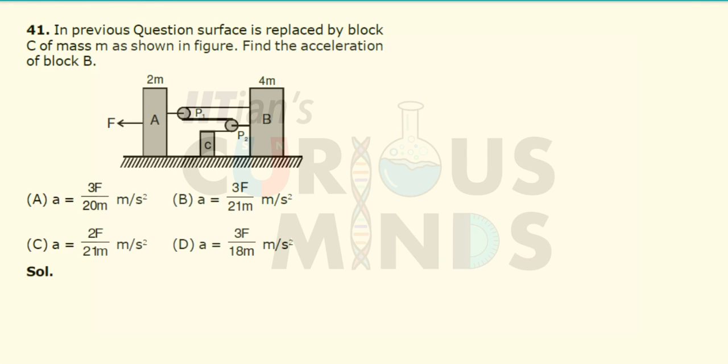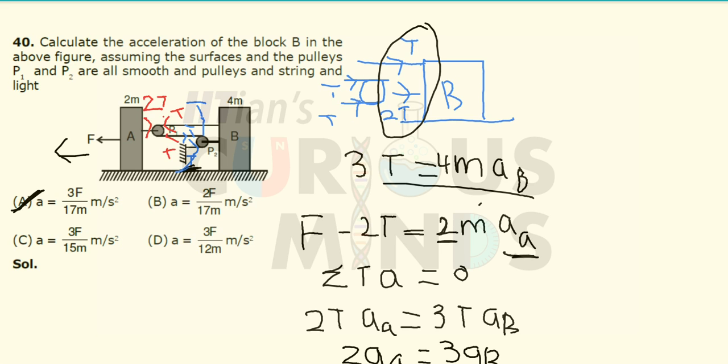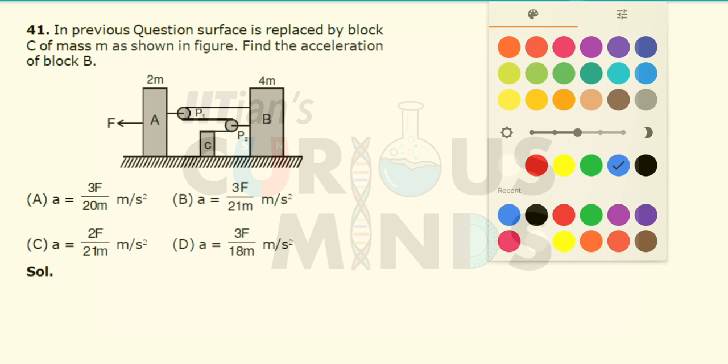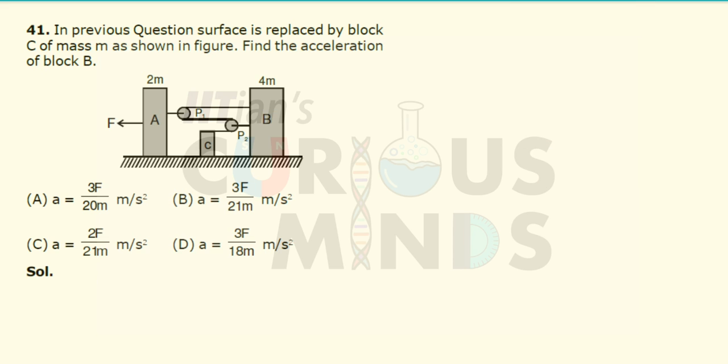So in the previous question, the fixed part, that is this part, is replaced by a block C. But the rest of the question remains the same. We have to find out the acceleration of block B. So the rest of the equations will remain the same. I will use the same equations over here.